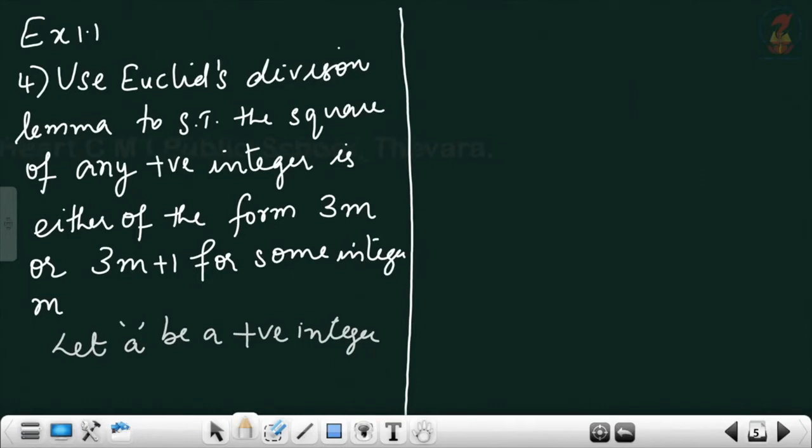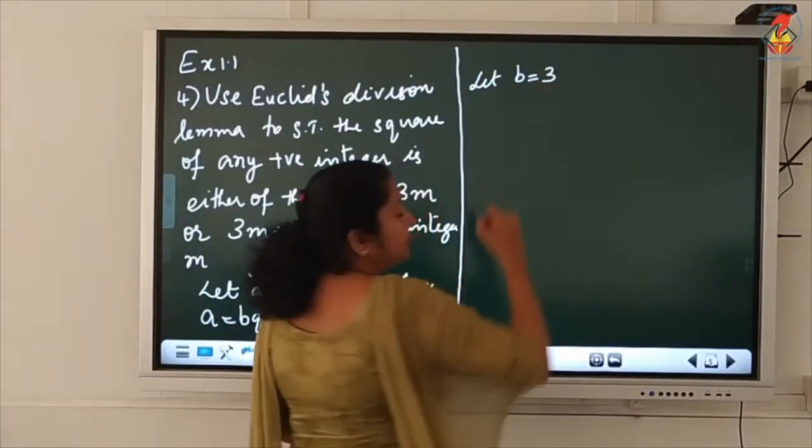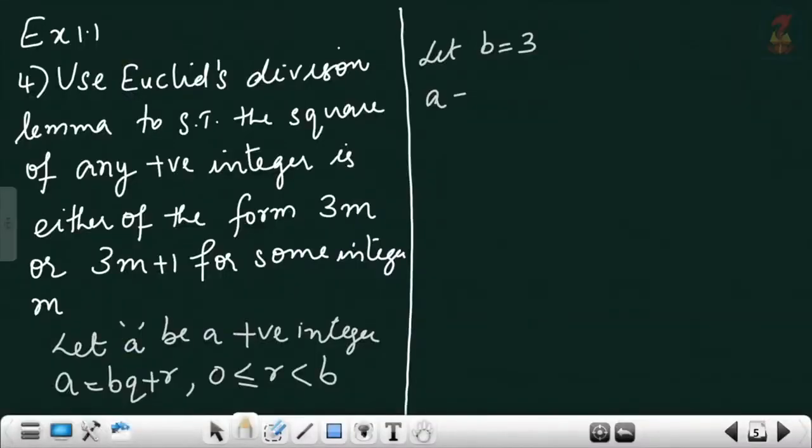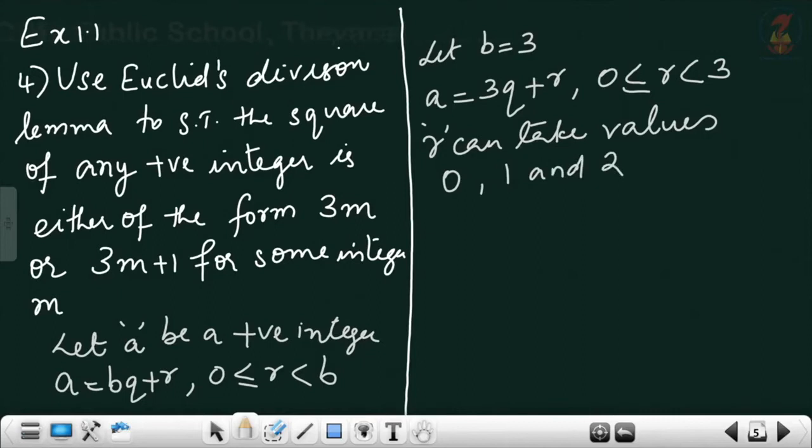Using Euclid's division lemma, we can write a is equal to bq plus r where 0 is less than or equal to r less than b, and let b is equal to 3. So, we can write a is equal to 3q plus r where 0 is less than or equal to r less than 3. Therefore, r can take values 0, 1 and 2.